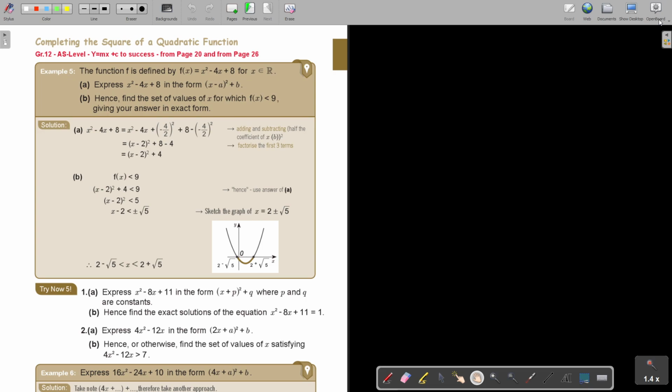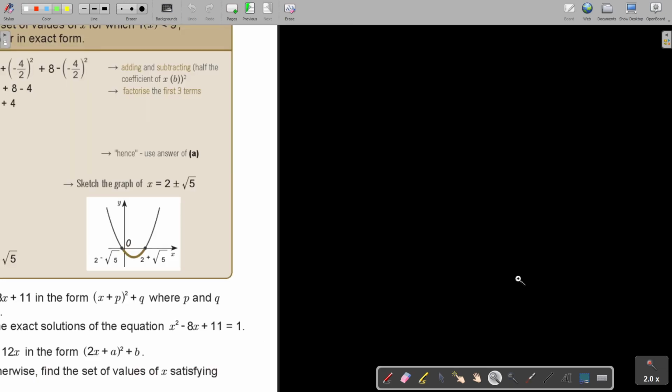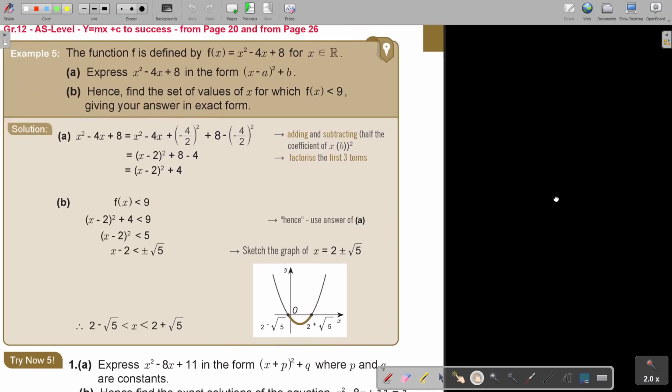For x is an element of the real numbers. Express this in the form. Hence, find the set of values of x for which this is smaller than 9, giving your answer in exact form. Can you remember I mentioned it in the previous video, and I'll show you now. Okay, I'm going to make it a little bit bigger so that you see even better.